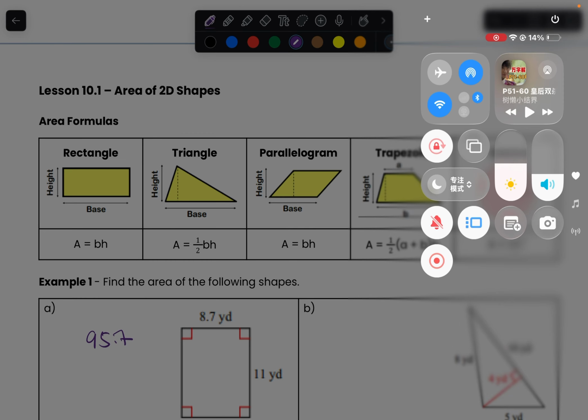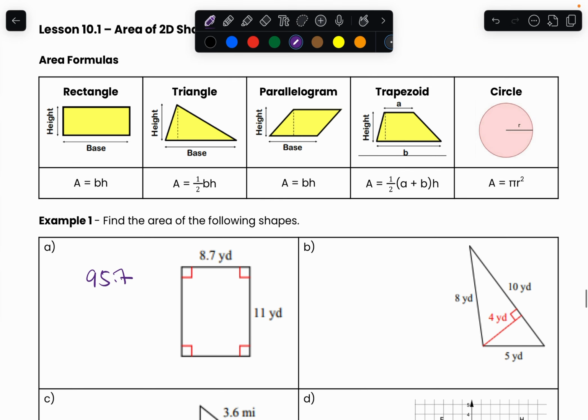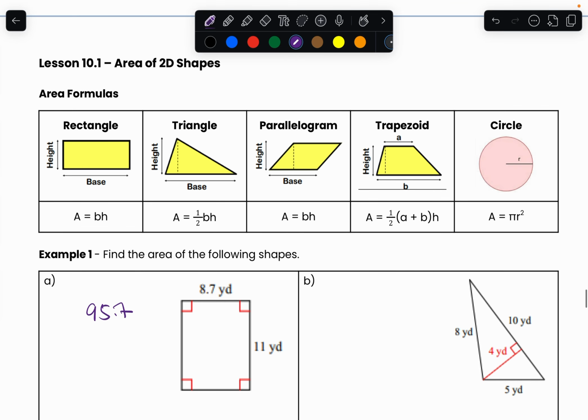Going to be about 10.1, which is going to be about areas of 2D shapes. A lot of this has been something that we have learned in the past, and we're just doing a quick review of it. So first of all, the rectangle formula is A equals base times height. This is my base, this is my height. You're just multiplying the two sides together.